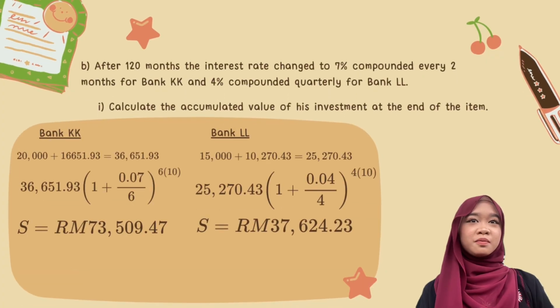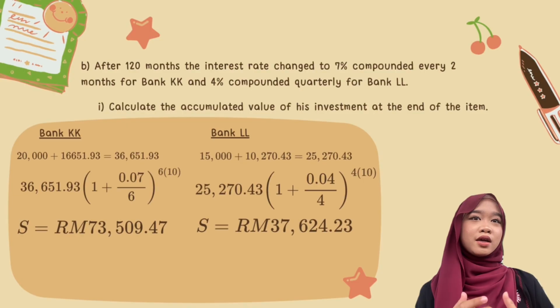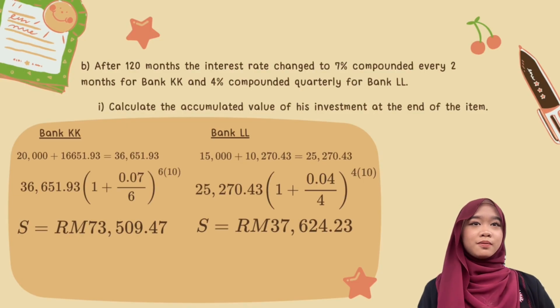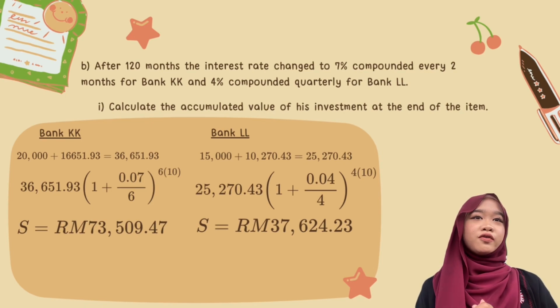Next is question B. After 120 months, the interest rate changed to 7% compounded every 2 months for Bank KK and 4% compounded quarterly for Bank LL. Calculate the accumulated value of his investment at the end of the term.